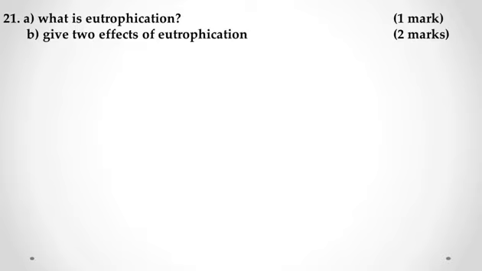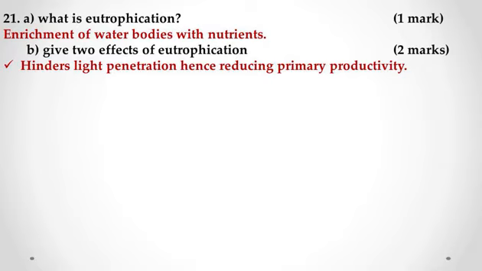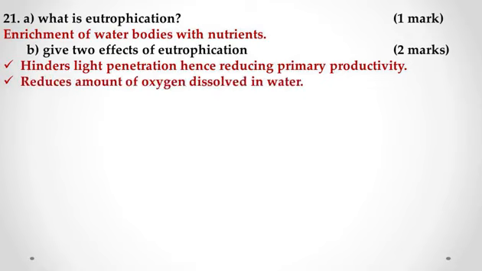Question 21a. What is eutrophication? 21b. Give two effects of eutrophication. So, eutrophication is the enrichment of water bodies with nutrients. And effects of eutrophication: one is that it hinders light penetration, hence reducing primary productivity. Another effect is that it reduces the amount of oxygen dissolved in water.